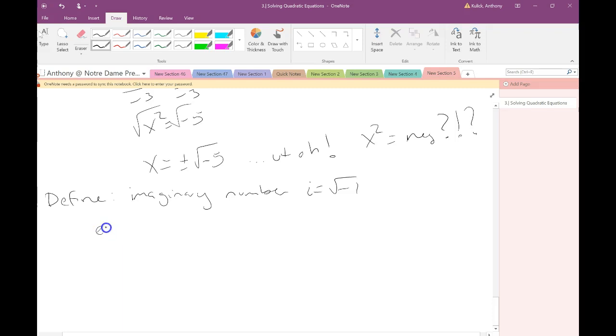So, for example, then, our square root of negative 5, I can use my product property and call this the square root of negative 1 times the square root of 5. And the square root of negative 1 is just i, so we have i root 5. So our answer here is plus or minus i root 5.